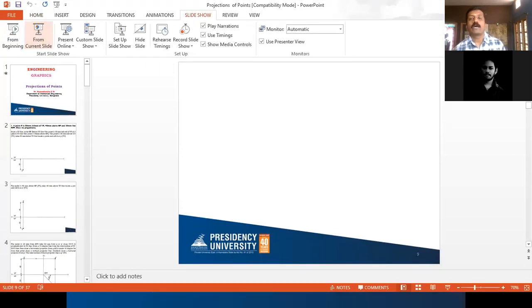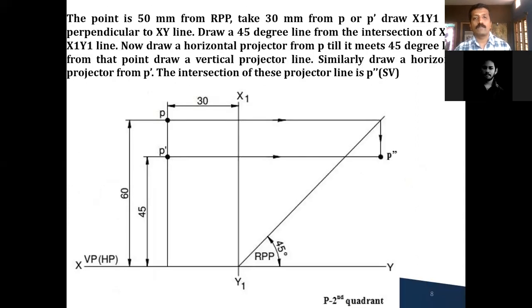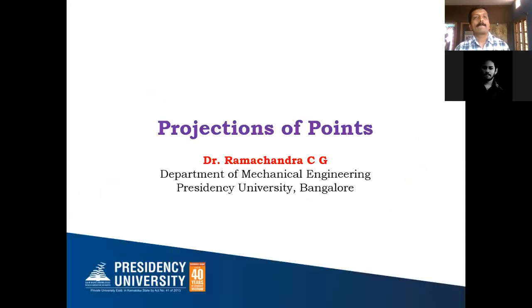You just have to read the question, understand it, and draw step by step to complete the drawing. Here, three views you have to draw: one is the front view, the top view, according to the distances with respect to HP and VP which are given, and including the side view. So this is the first example which I have taken.